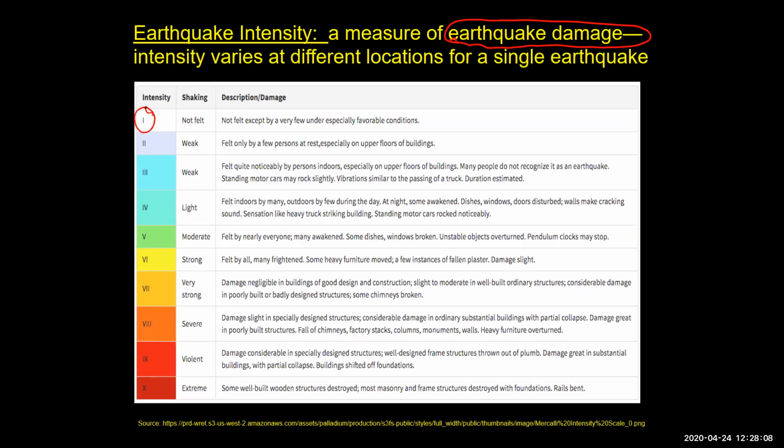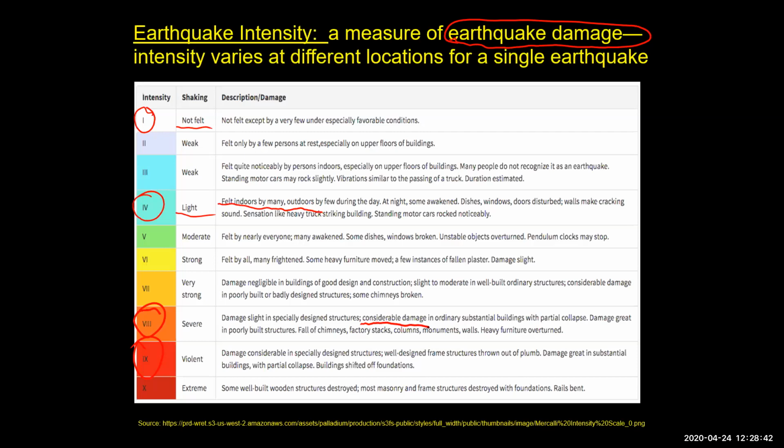So for example, at intensity 1, we wouldn't even feel the earthquake. At intensity 4, it might be felt by many, but we would characterize the shaking as light. But you can see when we get up to larger intensities, say even severe or violent, then we're talking about considerable damage. So two main differences between earthquake magnitude and earthquake intensity.